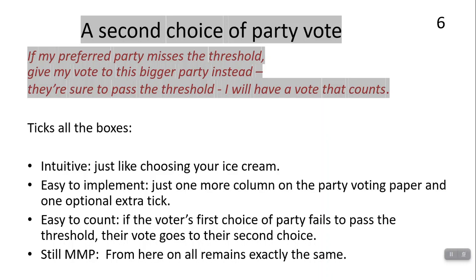Now this idea ticks all the boxes. It's intuitive, no more complicated than choosing your ice cream. It's easy to implement, just one more column on the party voting paper and one optional extra tick. It's easy to count. If the voter's first choice of party fails to pass the threshold, their vote goes to their second choice. And it's still MMP. From here on, everything else remains exactly the same.